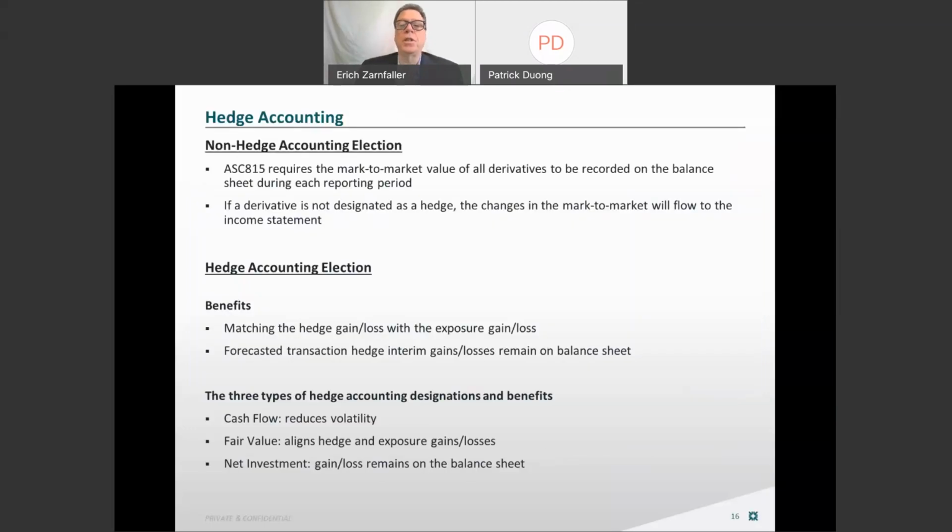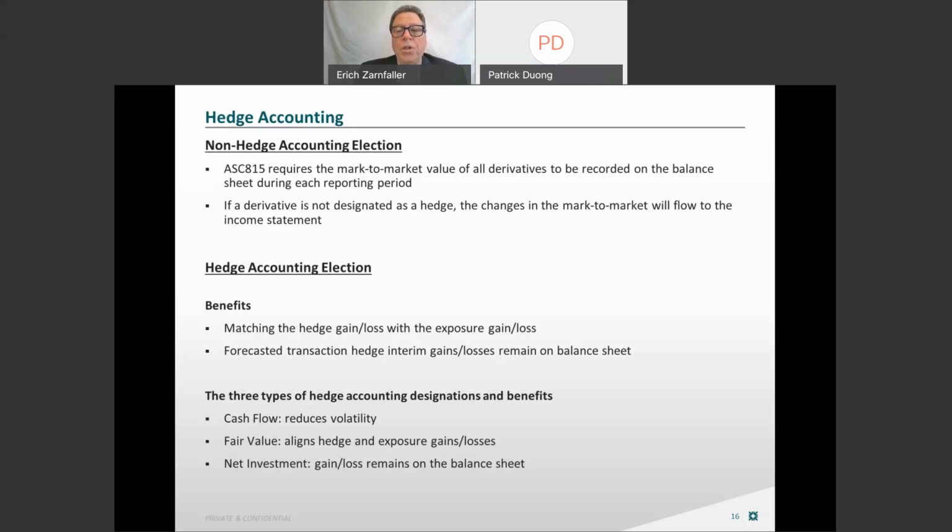The current accounting practices for the company have been defined during the analysis of the exposures, gains, and losses, and these can be reviewed later on in light of the program objectives and benchmarks. First, as noted on the slide's first two bullets, under ASC 815, under, let's say, the non-hedge accounting treatment method, the mark-to-market value of all derivatives is to be recorded on the balance sheet during each reporting period. And if a derivative is not designated as a hedge, the changes in the mark-to-market will flow to the income statement.